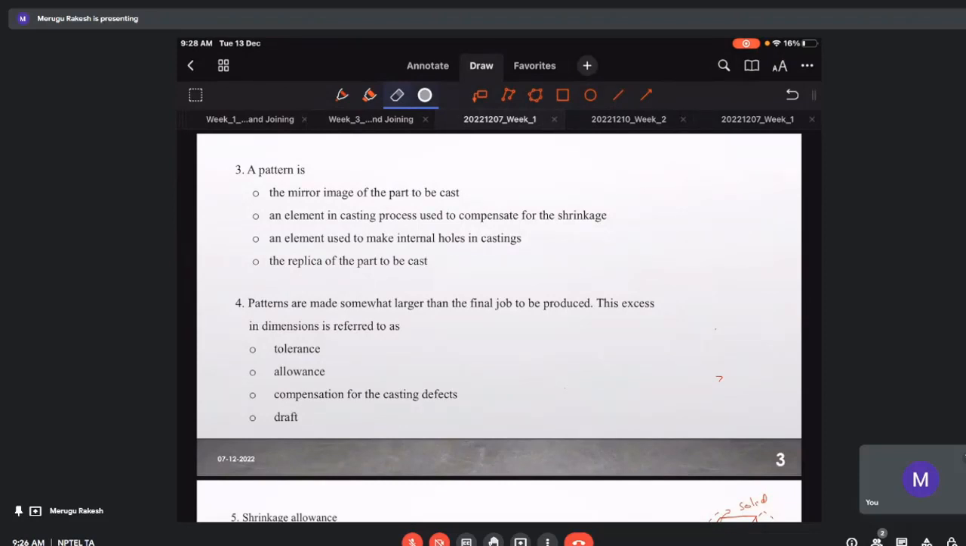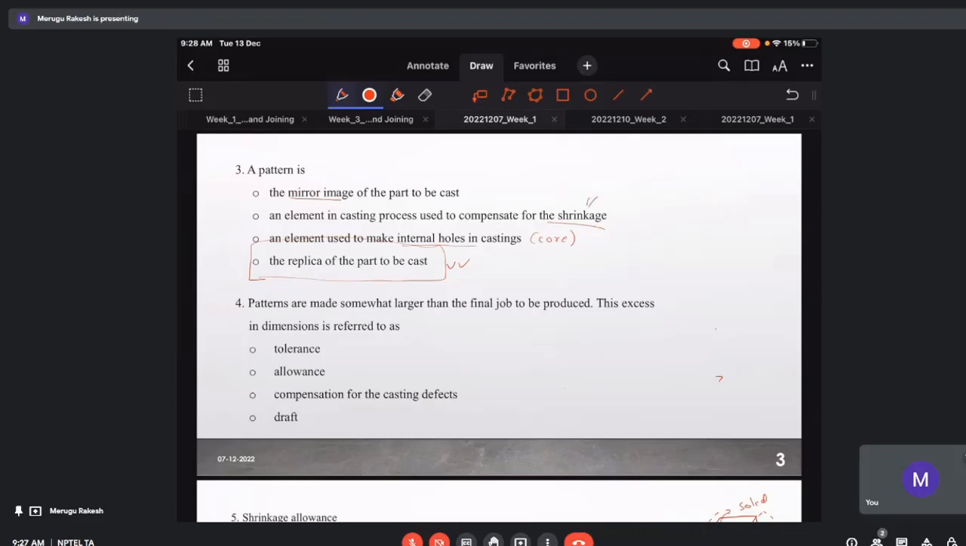Say a pattern. So what is a pattern? The mirror image of the part to be made seems to be correct, but there is some logic missing. An element in casting used to compensate for shrinkage, but what shrinkage is not mentioned. An element used to make internal holes in casting is wrong. That is the core. Generally used as the replica of the part to be cast. So this is the most correct answer. It's not the mirror image; it's the physical part.